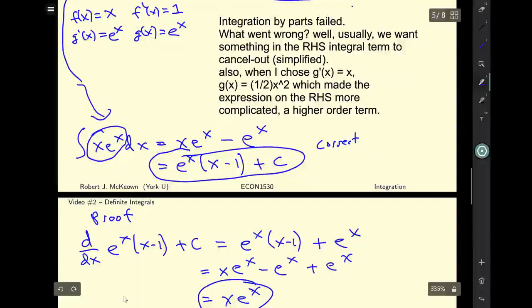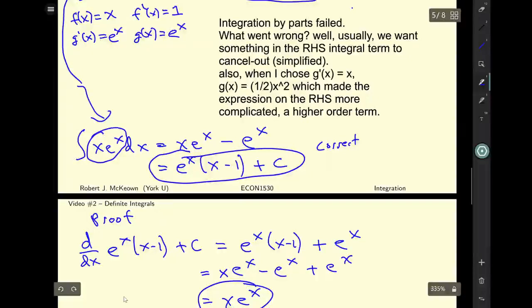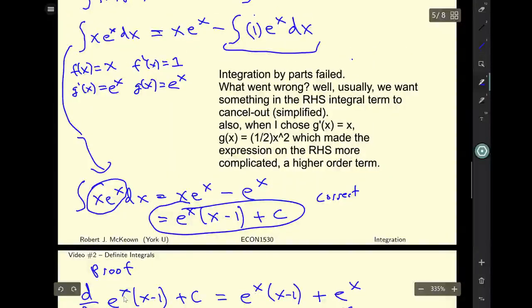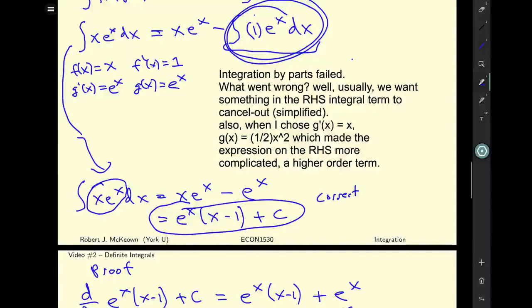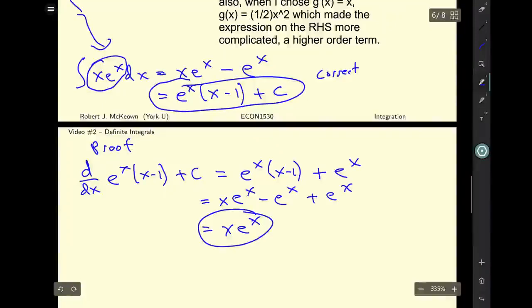I didn't set up my equation properly the first time. I had to let f of x be x. If I tried f of x equal to e to the x, it didn't work, because this thing over here was too complicated. So I took a step back, I switched my f of x and my g prime of x, and then it worked out nicely for me, and I got the answer.